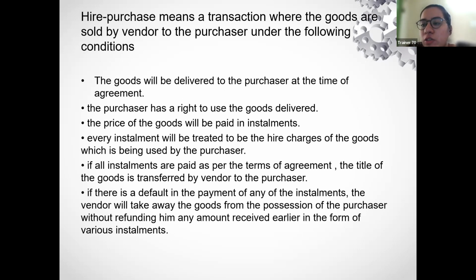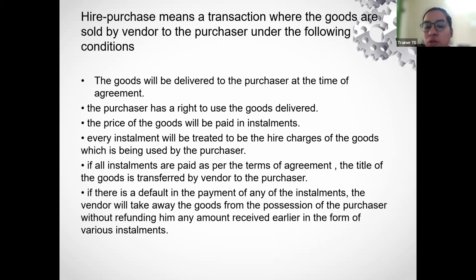Now, there are some conditions which need to be satisfied if you successfully want to enroll for the hire purchase system. So, a hire purchase transaction where goods are sold to the purchaser should follow the following conditions. The first condition is the goods will be delivered to the purchaser at the time of agreement. When you enter into an agreement of hire purchase, known as hire purchase agreement, when you sign it, at that time only you have to deliver the goods. You can't say I will deliver after 2 installment payments. So according to the system, as soon as you get into the agreement, you have to transfer the goods.